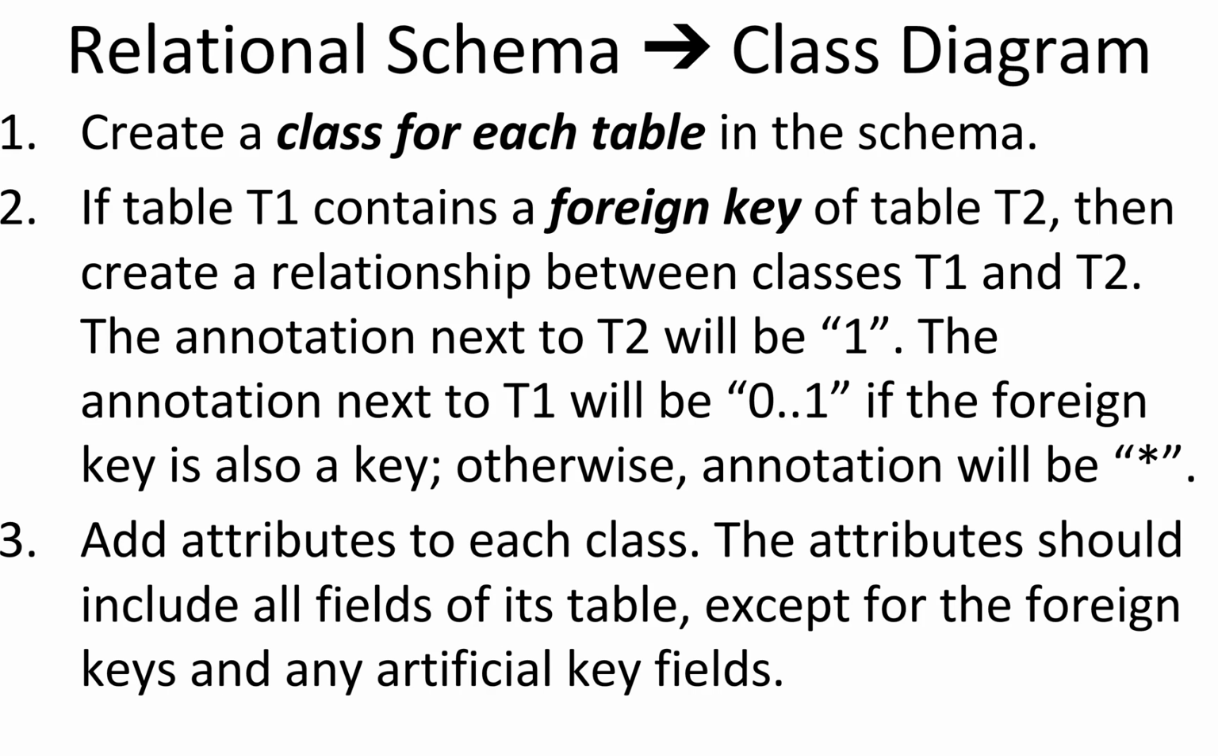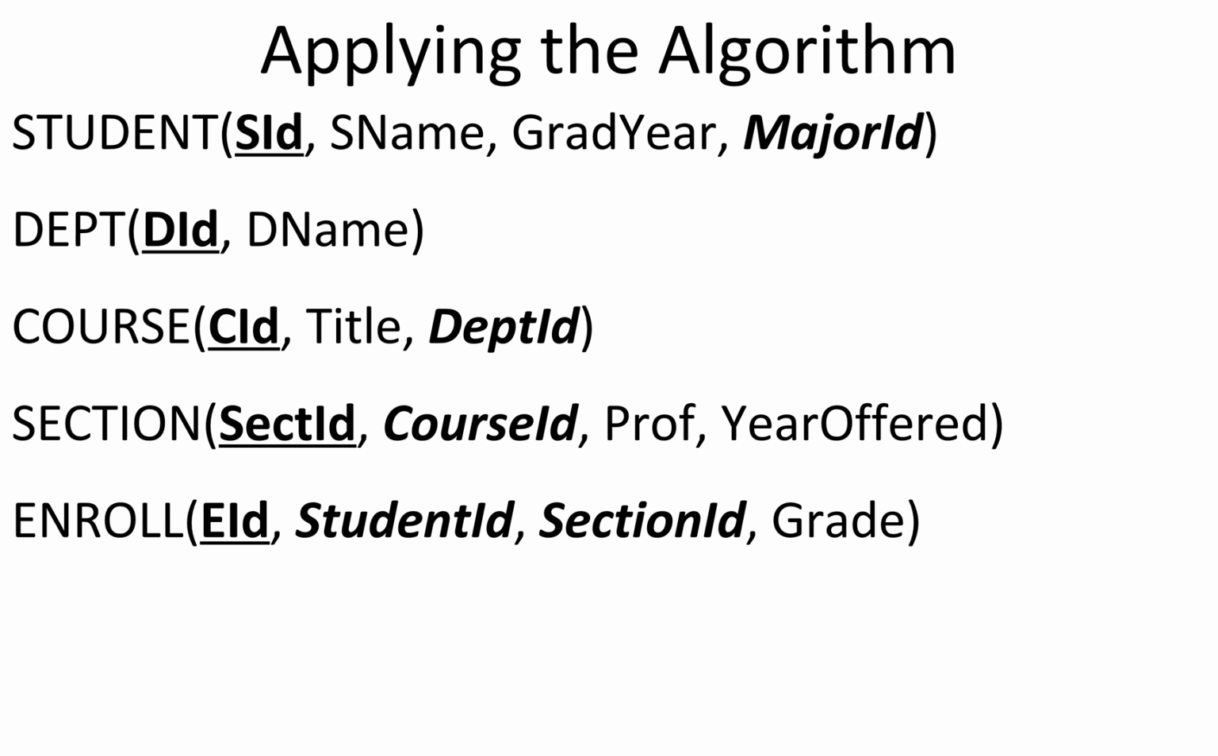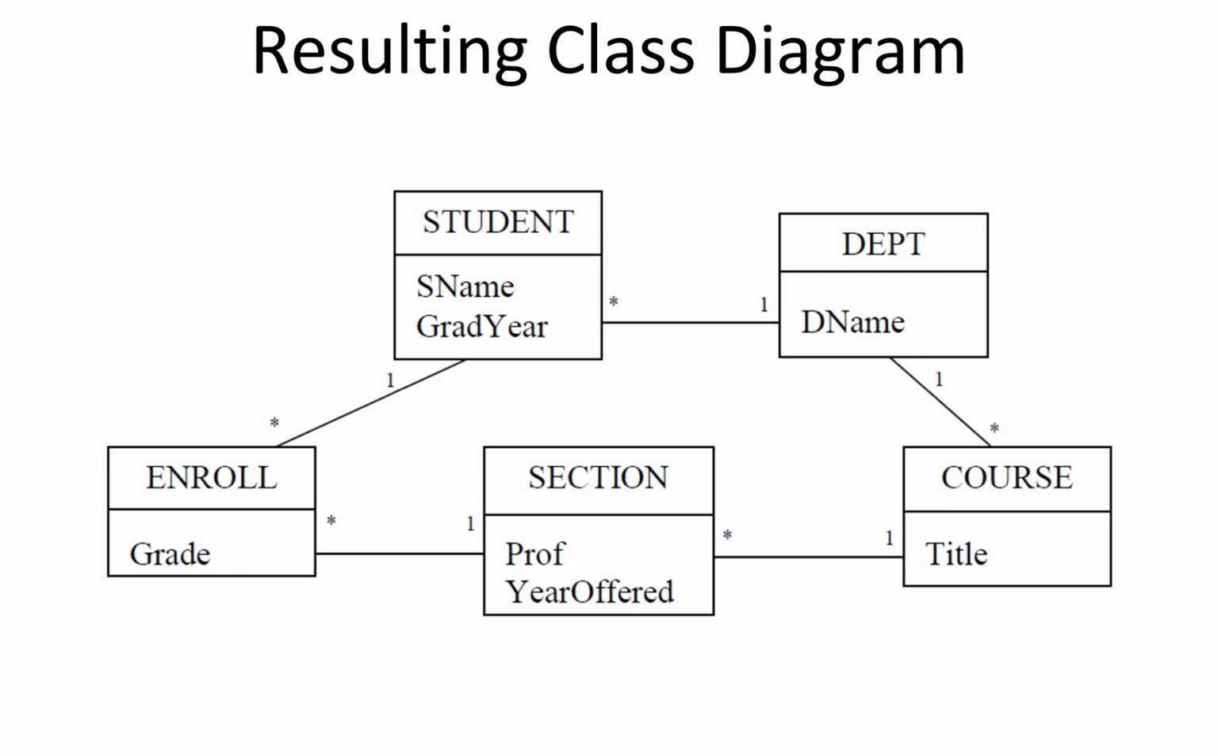And finally, once we've added all the fields for the relationship, we need to then add all the other fields. The usernames, the passwords, the first name, the last name, the normal attributes are then added into the classes. So for instance, if we apply this algorithm to the schema, where we have these tables and these fields, you would end up presumably with the class diagram that we started with.